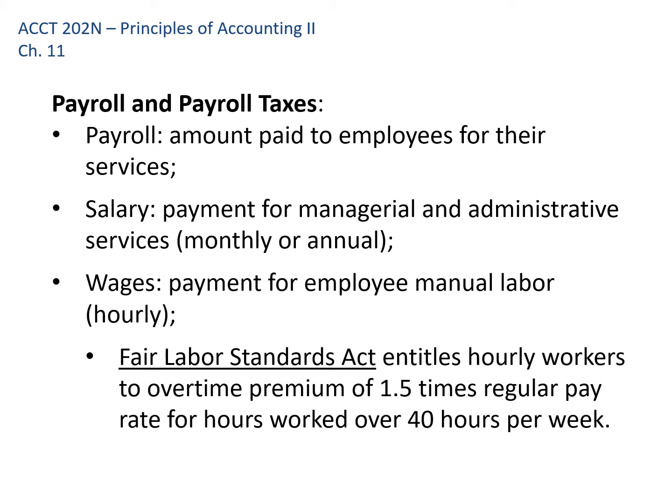Next, let's talk about payroll. I can't think of a company that doesn't have payroll, so it affects just about all companies. Payroll is the amount paid to employees for their services. And there are two types of payroll. There is salary, a fixed amount per month or annually that's paid to generally managerial and administrative staff. And then there are wages. Those are hourly payments, like $15 an hour, $12 an hour, that sort of thing, for more hands-on labor.